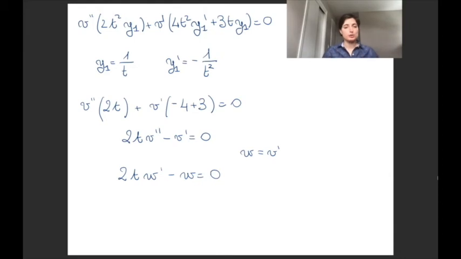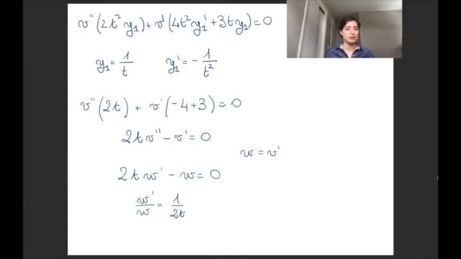This is a second order ODE in v, but it doesn't depend on v directly. It only depends on the derivatives of v. So we introduce a new function that we call w, that is the first derivative of v. Then the equation for v becomes an equation for w, in which we have 2t w prime minus w equal to 0. Then we can solve it by whatever method you want.